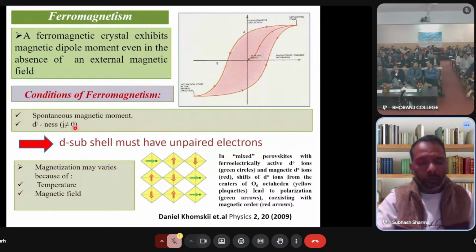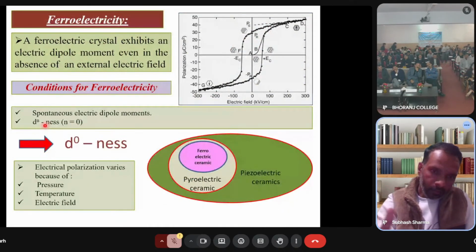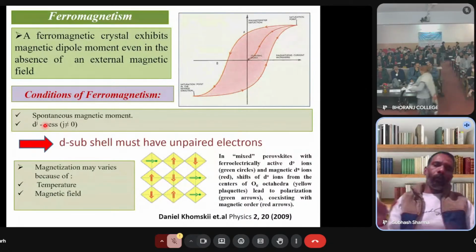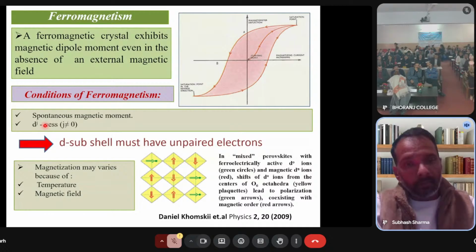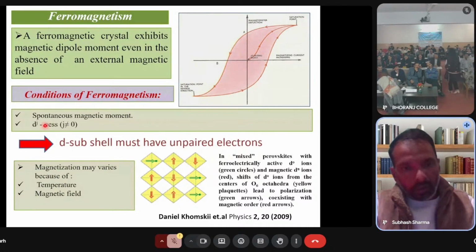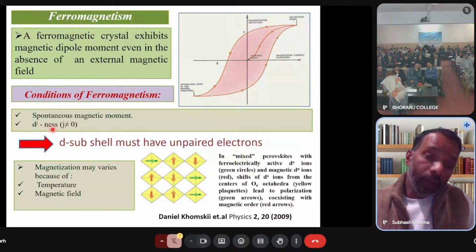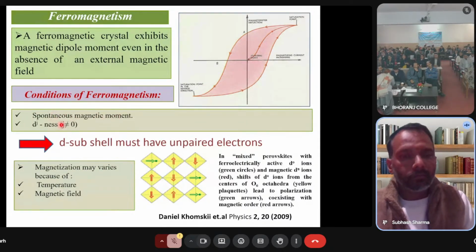Now in this case, the condition is just the reverse of the last one. Here we could have no empty d orbital, but definitely, if you know how the Bohr magneton comes into the picture, in your material you must have some unpaired electrons. Only those contribute to magnetism. So definitely we need some unpaired electrons and a spontaneous magnetic moment.